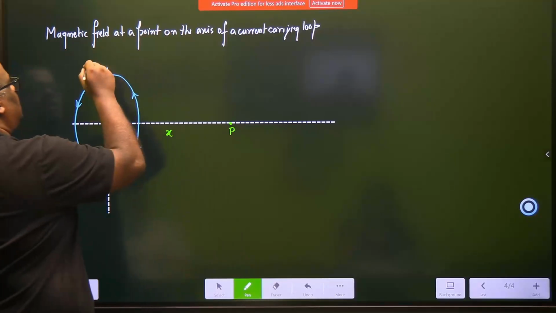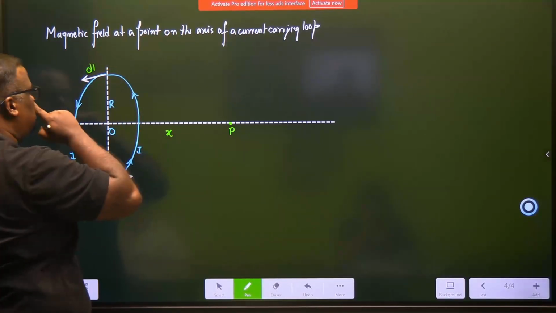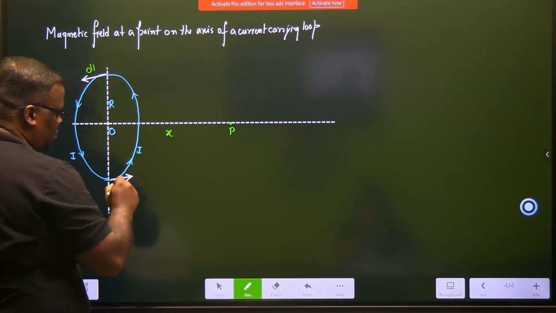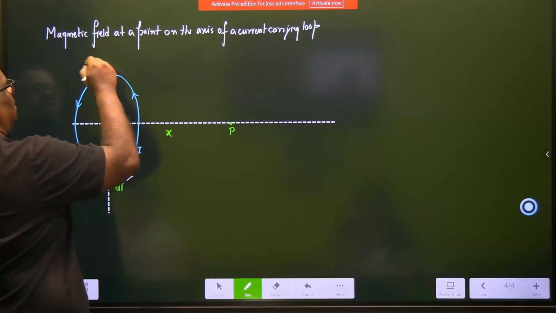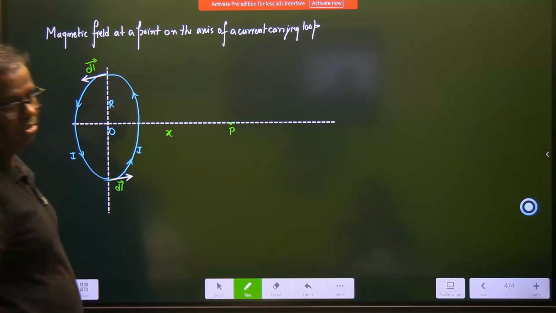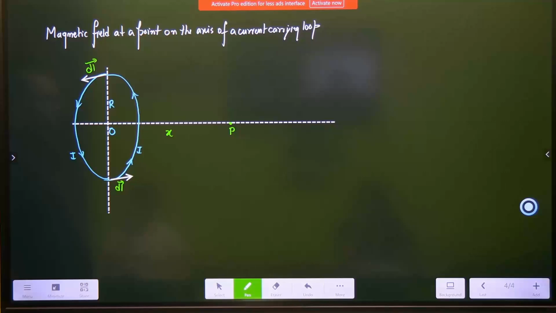You remember in electric field also we used to take a diametrically opposite element. So this is DL, this is DL. The diametrically opposite one will show its role later on. Fine. And we are going to find out, so our concept is the same.